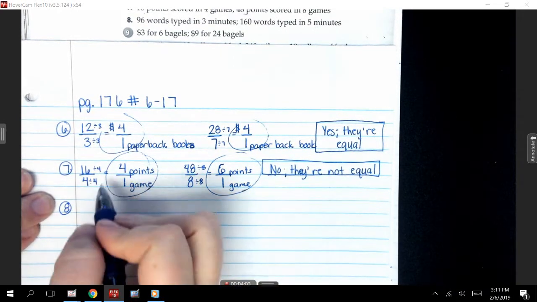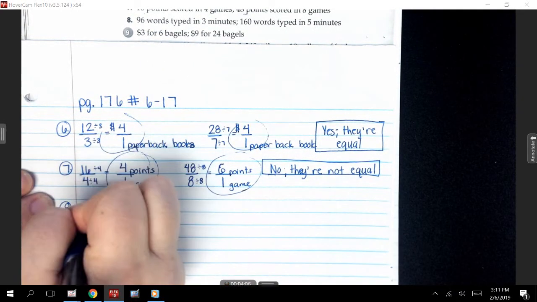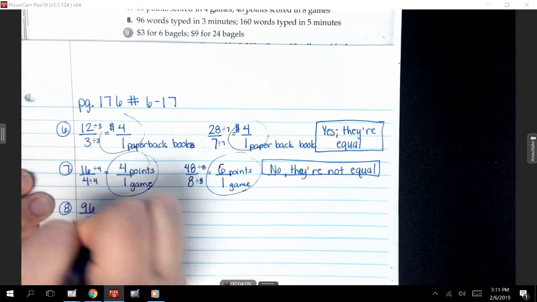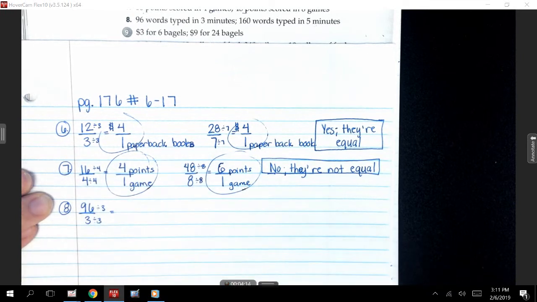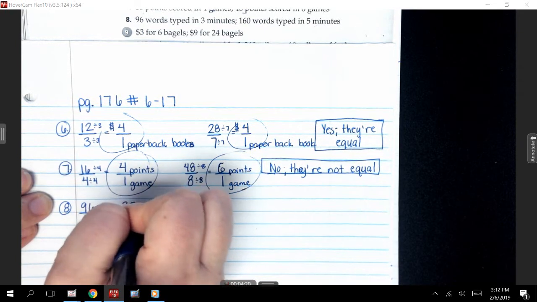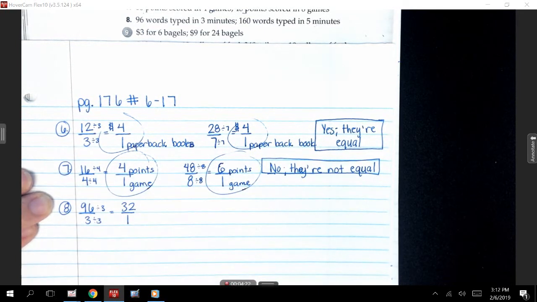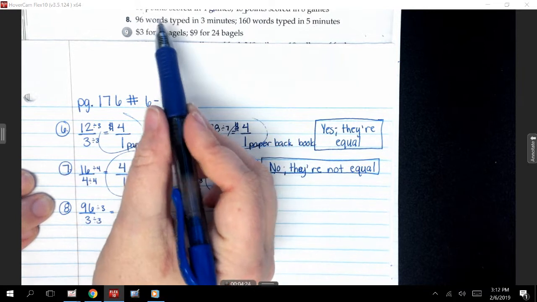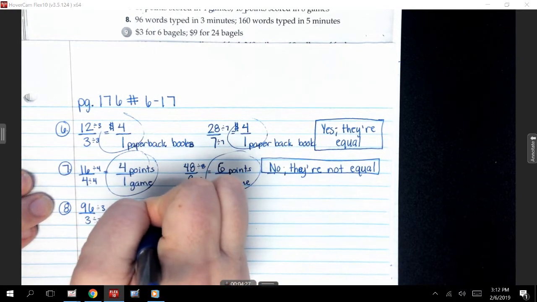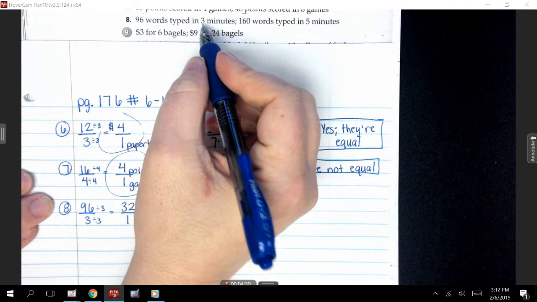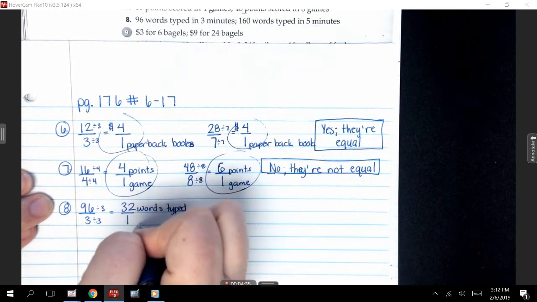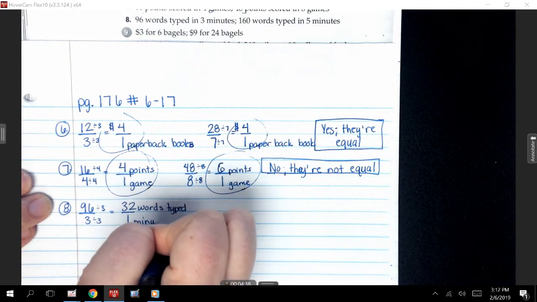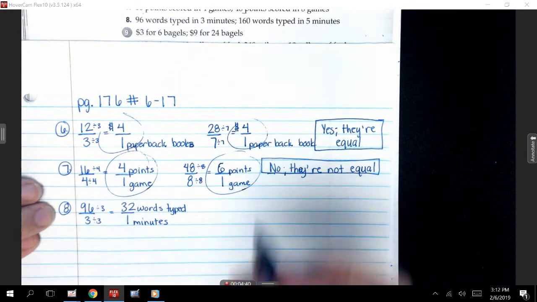So number 8 starts off with, it says 96 words in 3 minutes. So I'm going to put 96 over 3, dividing these both by 3. So when I type 96 divided by 3 into my calculator, I get 32 over 1. All right, again, we still need to know what they're mentioning. So it says words, so I'm going to write words typed. And then it says in 3 minutes, so that's the other thing we're measuring, minutes. Okay.